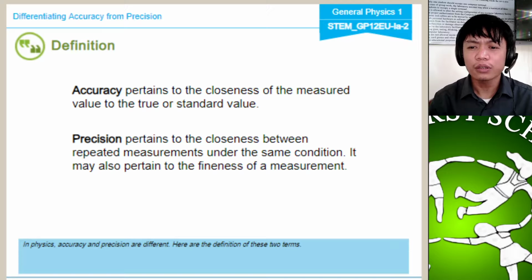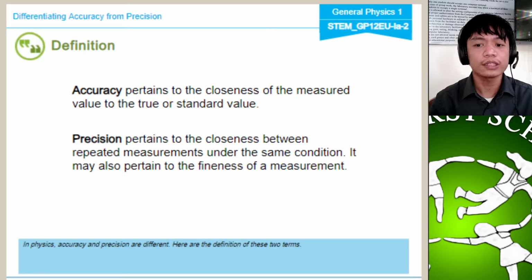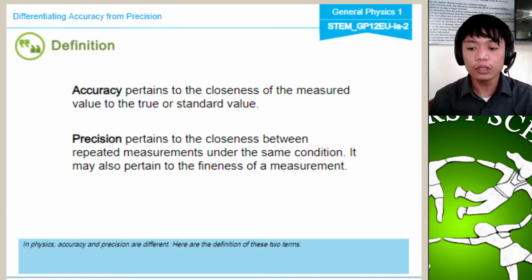So what do you think repeated measurement? There are different repeated measurements. Halimbawa, ikaw nag-player, paulit-ulit mong tinamaan yung board. So it is a repeated measurement. Yung gusto mo kasi tamaan yung bullseye. So meaning to say, you have a repeated measurement. But it pertains to the closeness, sabi niya. So parang magkakasama yung mga repeated measurement na yon in a particular aspect, parang ganon.